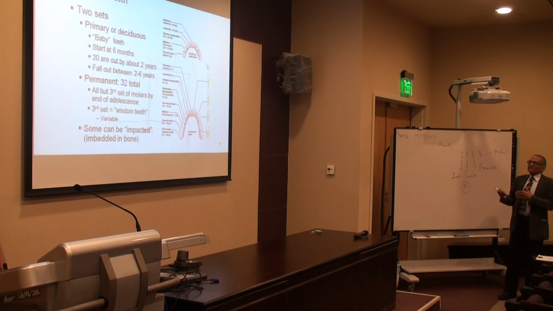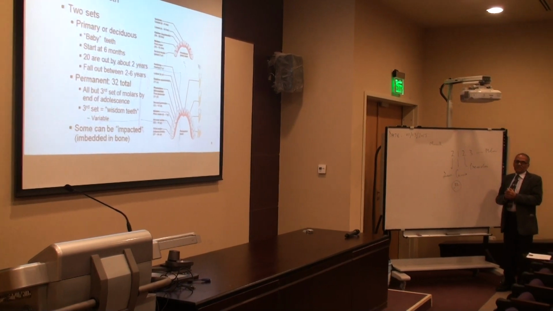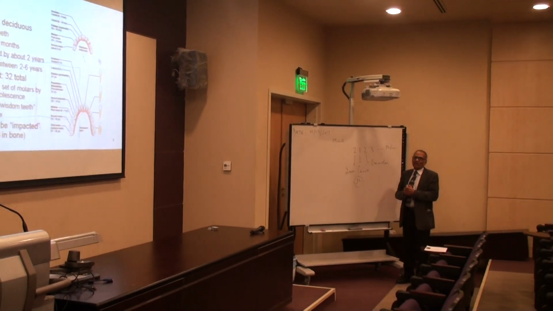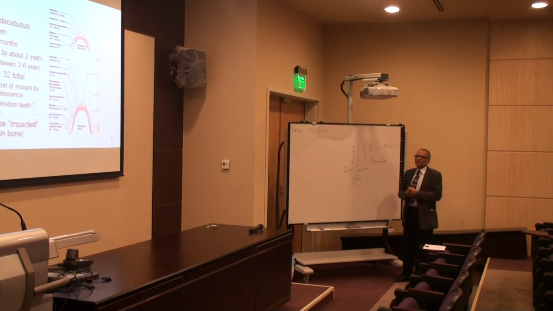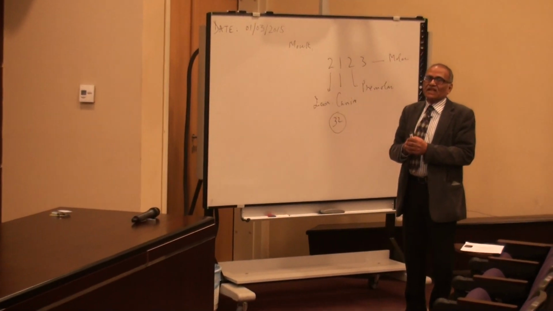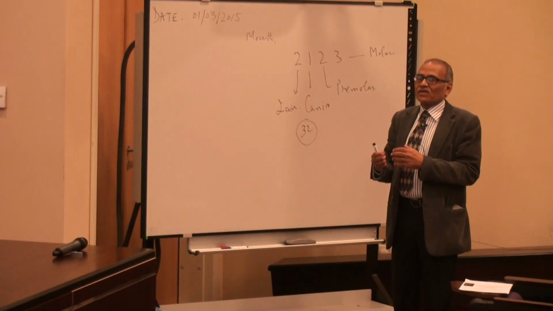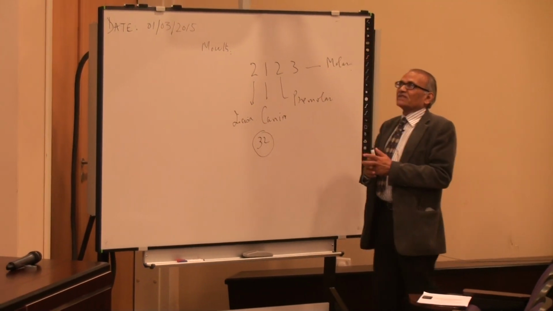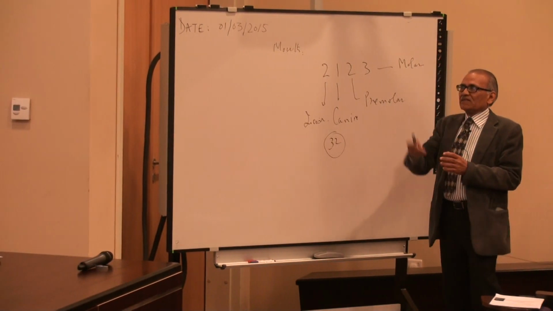Now, the first set of teeth, the primary, the baby teeth, the sugar teeth some people call it, disappear from 2 to 6 years, fall out in between and are replaced by the permanent teeth. And these permanent teeth are responsible for chewing. Next please.